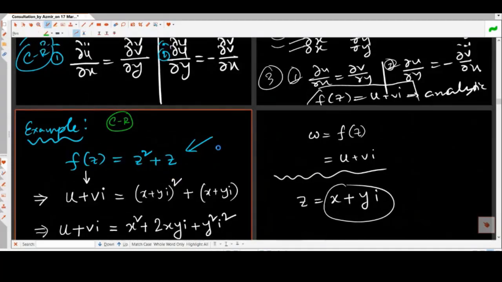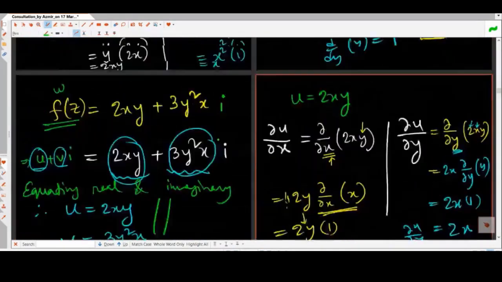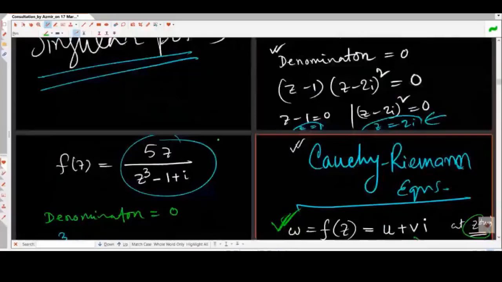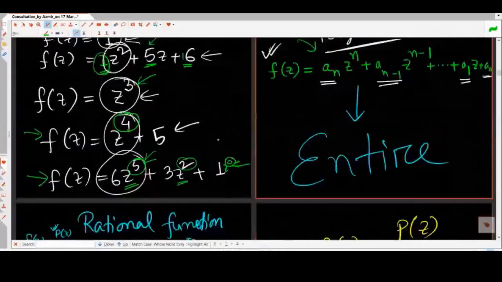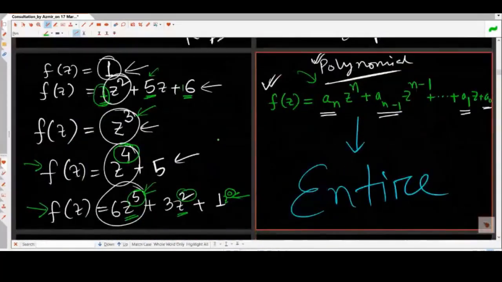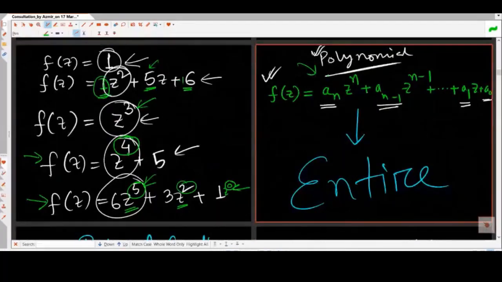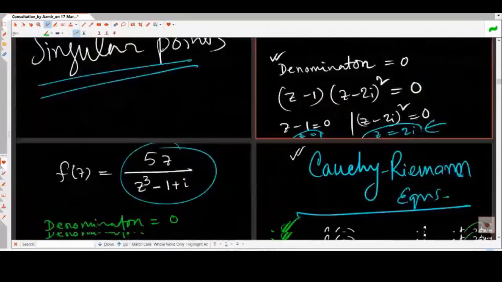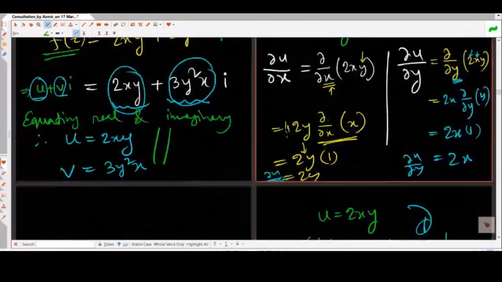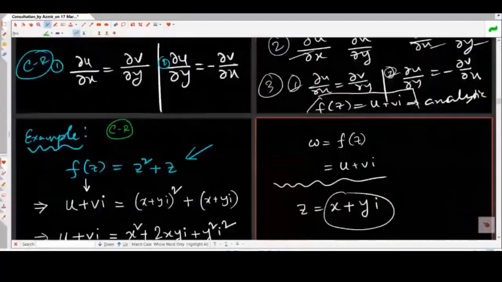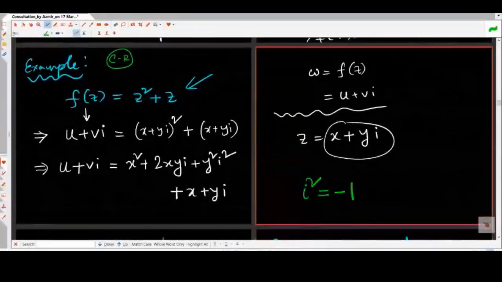And whenever we have mentioned the definition of entire function, then we have understood that any polynomial function will be analytic, and that polynomial functions are called entire functions. So this is how we can prove whether a function is analytic or not, whether a function is satisfying the Cauchy-Riemann equations or not.